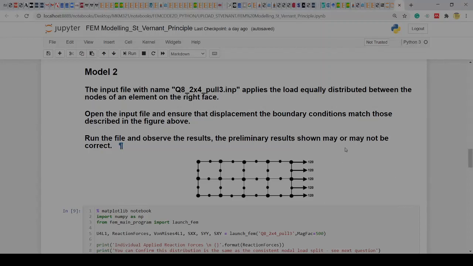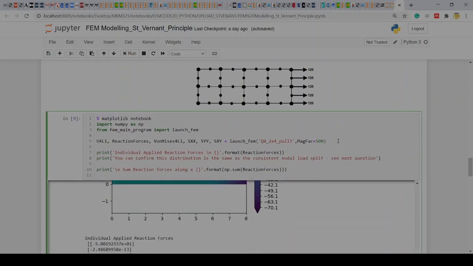Alright, second model. Let's apply a distributed load on the right edge, but not according to the consistent node load. So this is not consistent node loading that we're applying here. It's still statically equivalent, because if I say 120 plus 120 plus 120 plus 120 plus 120, I still get 600, but it's not consistent node loads. Okay, and so far away the answer should be accurate, close by the answer should be inaccurate. So let's go and see what happens if you run this one.